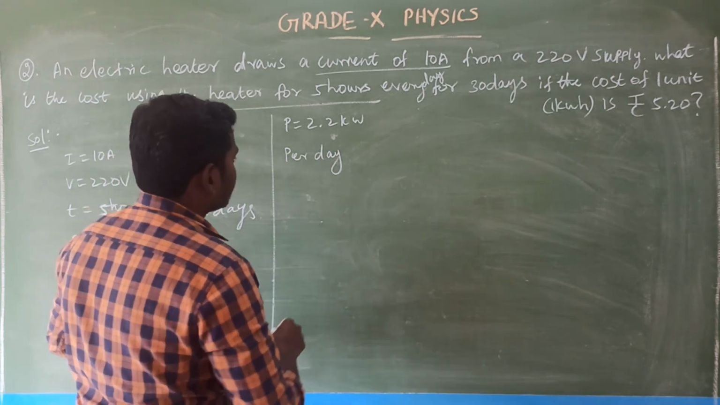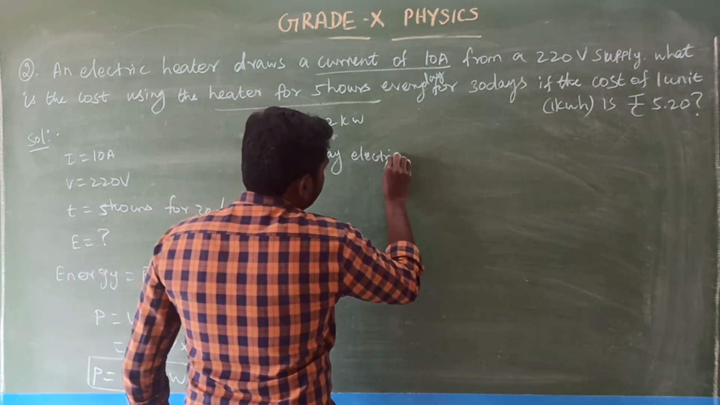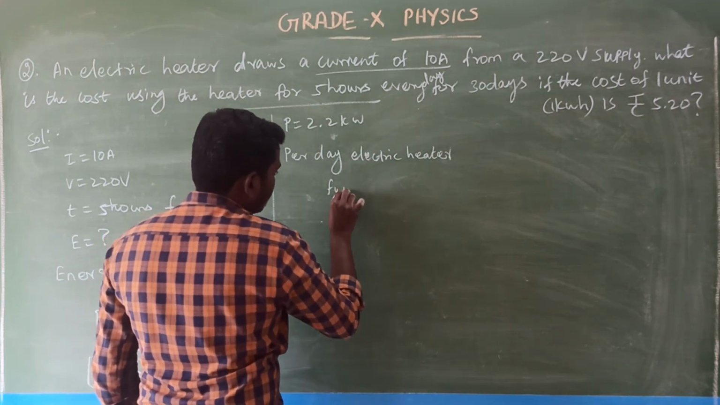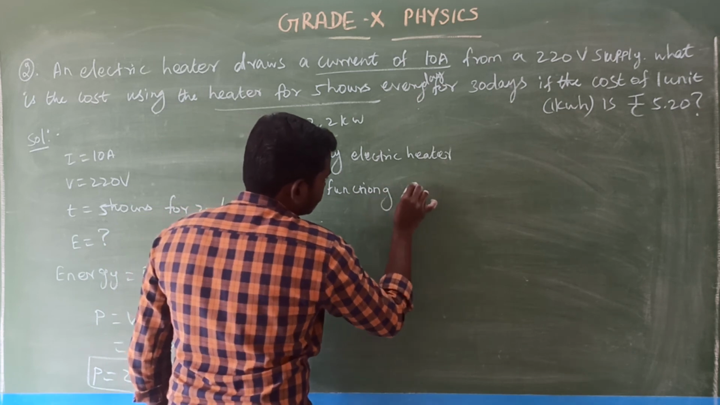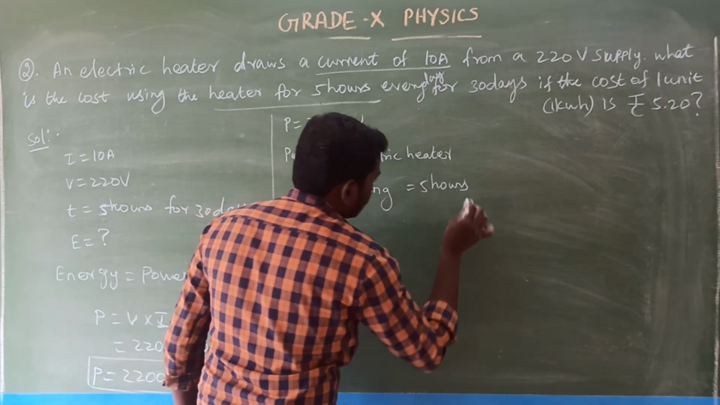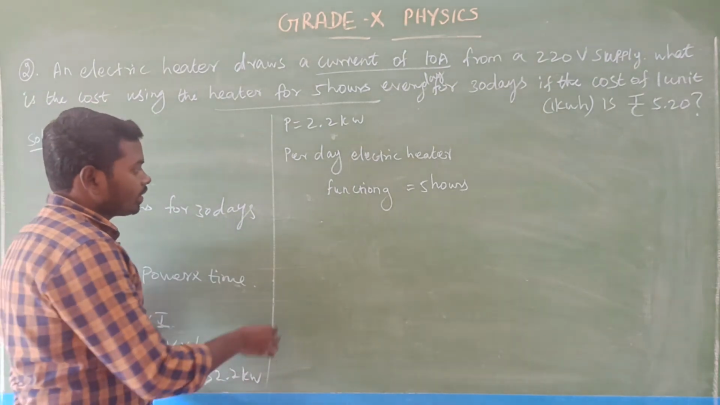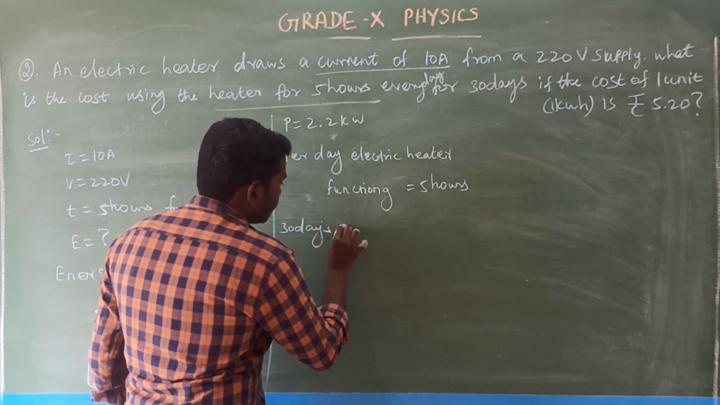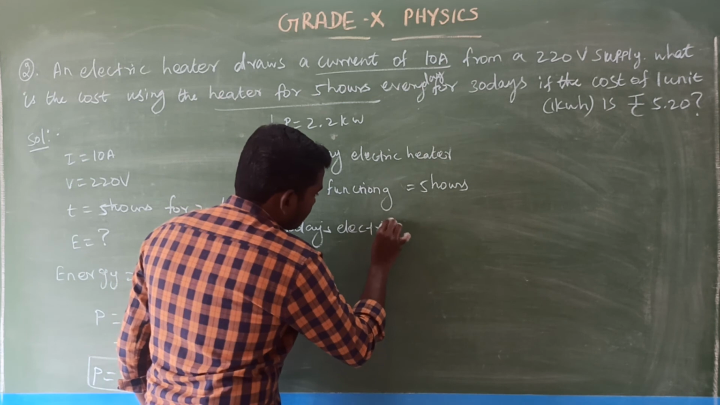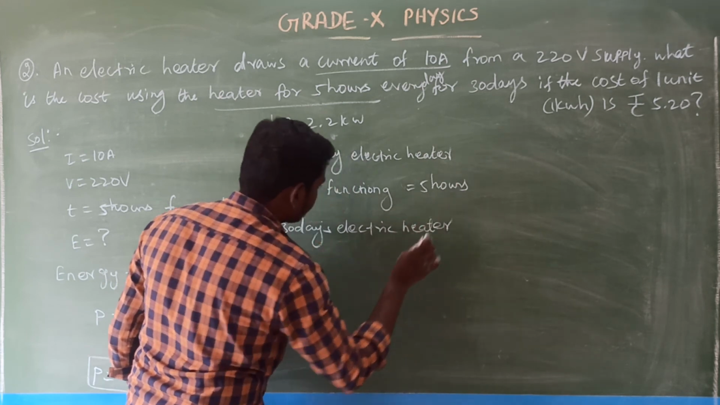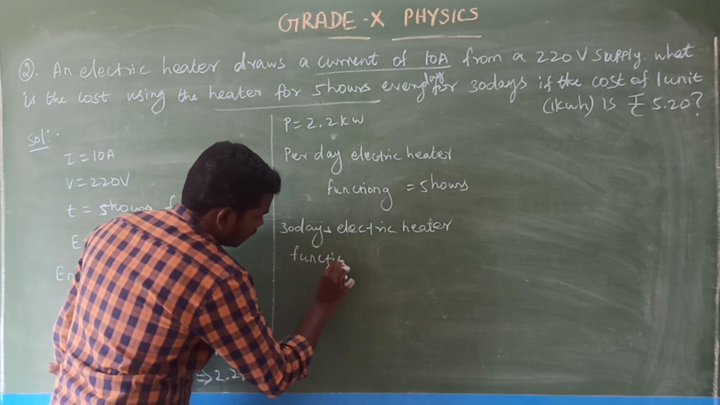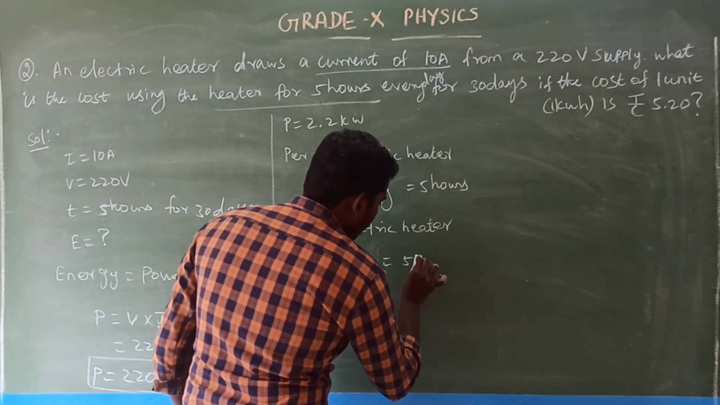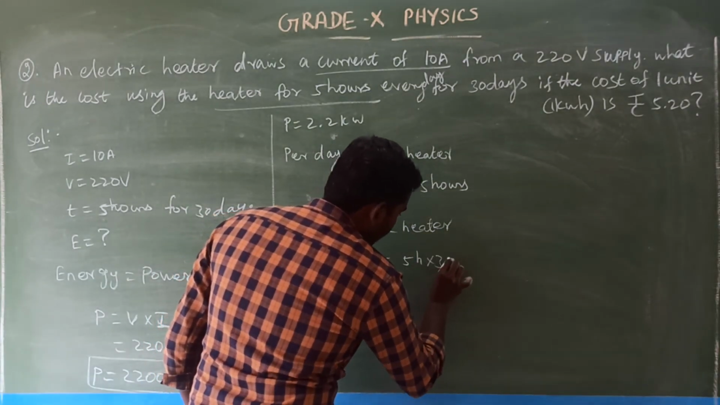the electric heater functioning, which means running, 5 hours. So 30 days, electric heater functioning equal to, what will be there? Yes, 5 into 30. 5 hour into 30.